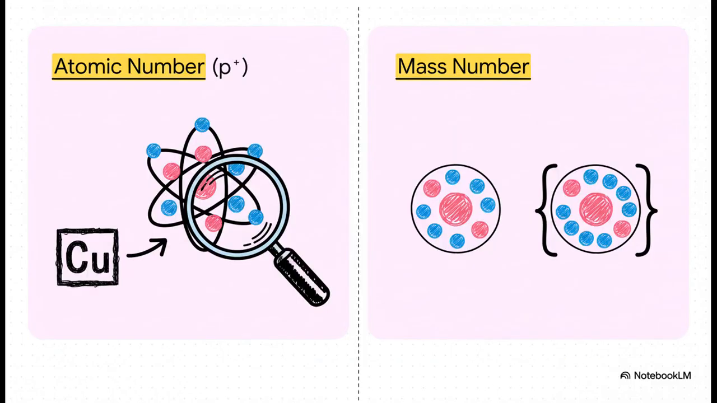Now here's the most important rule of the game. An atom's identity, what makes it gold instead of lead, is determined by just one thing, the number of protons it has. That's its atomic number. Take a look at copper here. It has 29 protons. It will always have 29 protons. If it had 30, it wouldn't be copper anymore. It'd be zinc. Now the number of neutrons can change. That just gives you a different version, or an isotope, of that same element.